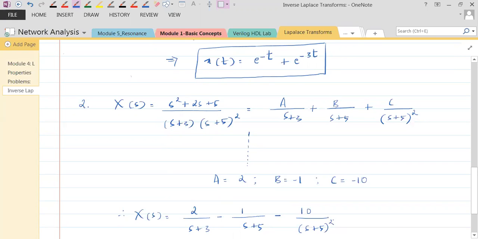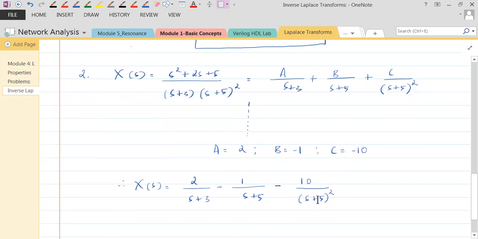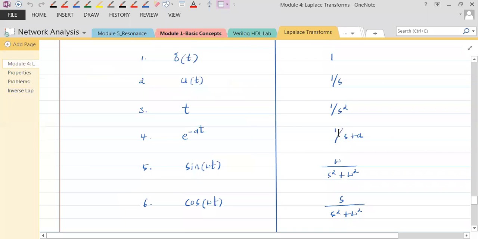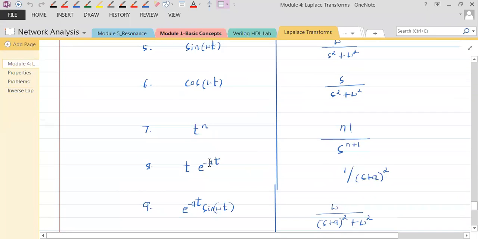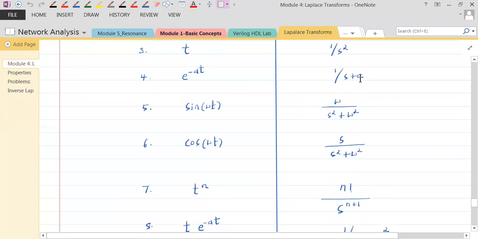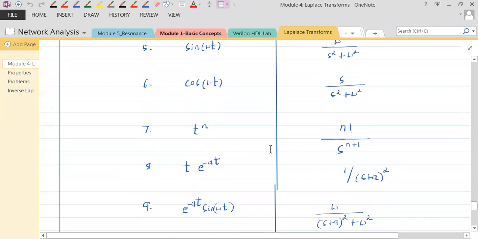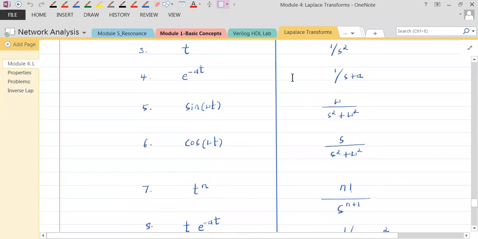Now again, this is in the standard form. So if you go back and see, when do we have this square to this s plus 5 term? Go back to your standard table. See, we have 1 by s plus a, right? When do we have 1 by s plus a squared? When we have t along with this exponential. When it is 1 by s plus a, it is just e power minus at. When we have 1 by s plus a square, it is t into e power minus at. So this is what we need to be aware of.